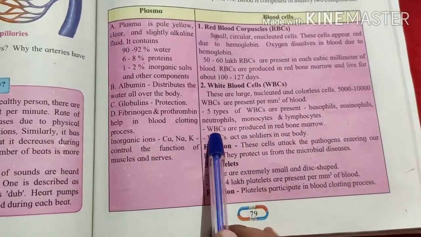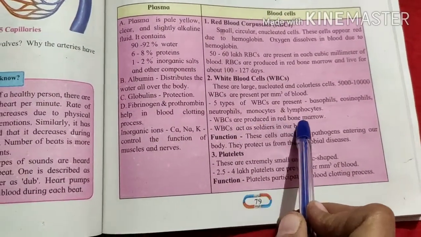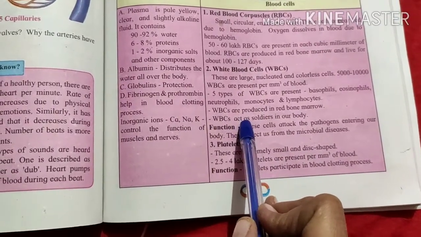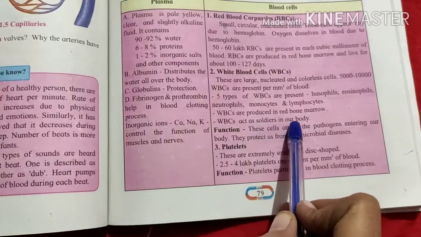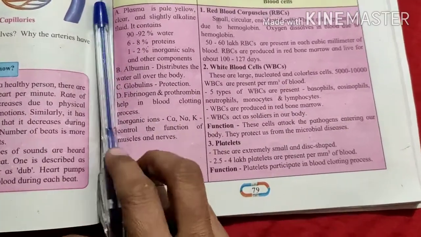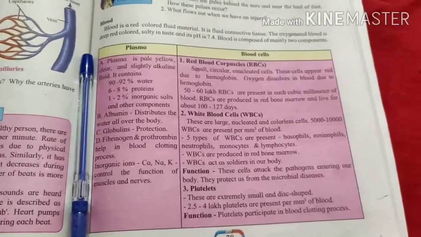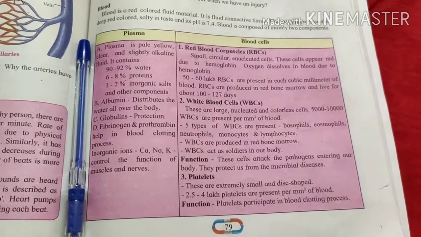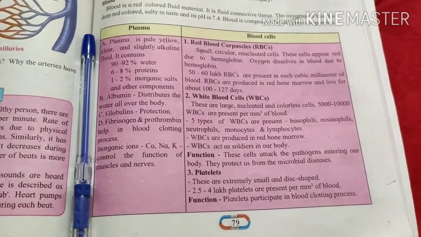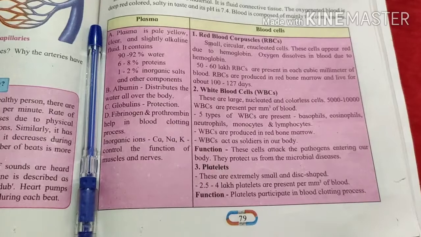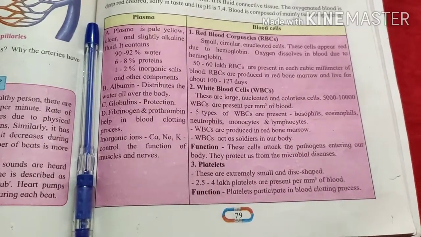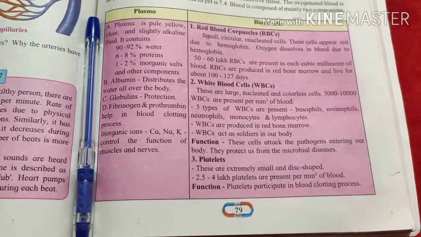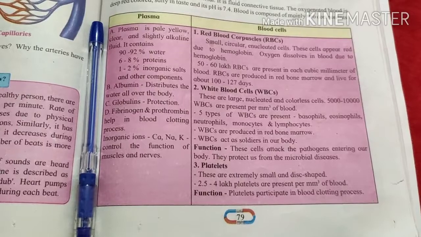WBCs are also produced in red bone marrow. These WBCs carry out a very important function in your body regarding immunity, because they act as soldiers in our body. You know, to protect our country, soldiers are present at the boundary. Likewise, to protect your body from viruses or any harmful microorganisms that enter your body, these WBCs act as soldiers.